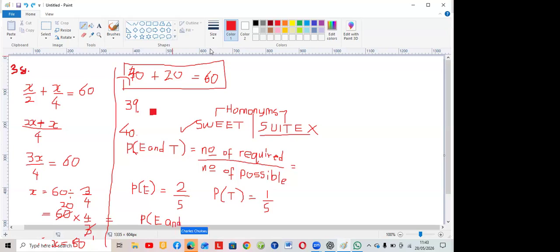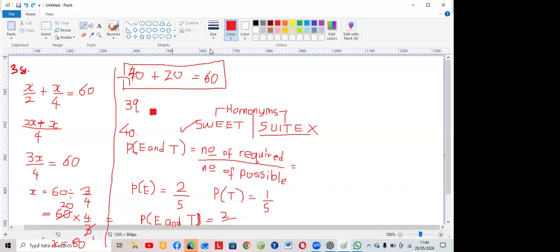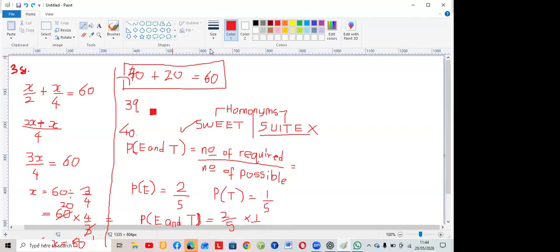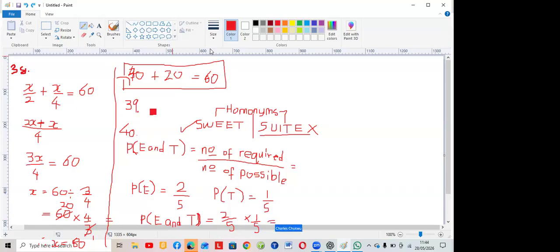Probability, so therefore, probability of E and T, according to what I just said now about "and" being multiplication, is going to be what? 2/5 times 1/5, right? Yes. Now, that is going to be what? 2/5 or 2/25? I mean 2/25. Okay. Now, I'm just hoping that question. So, could you check, is there any option that has that in your question?